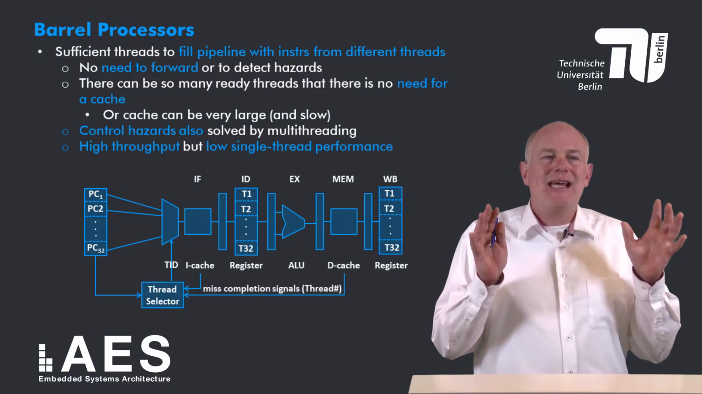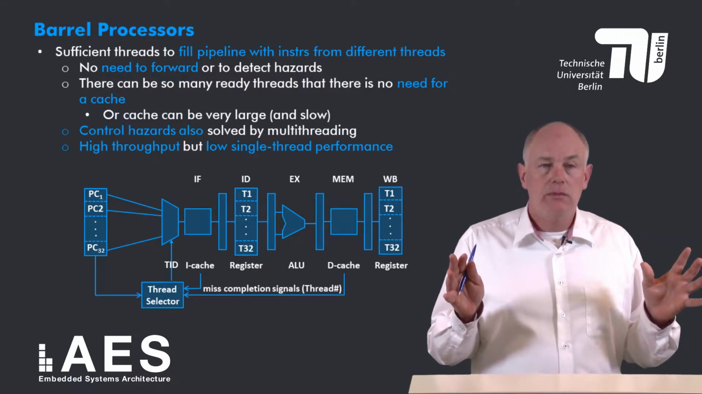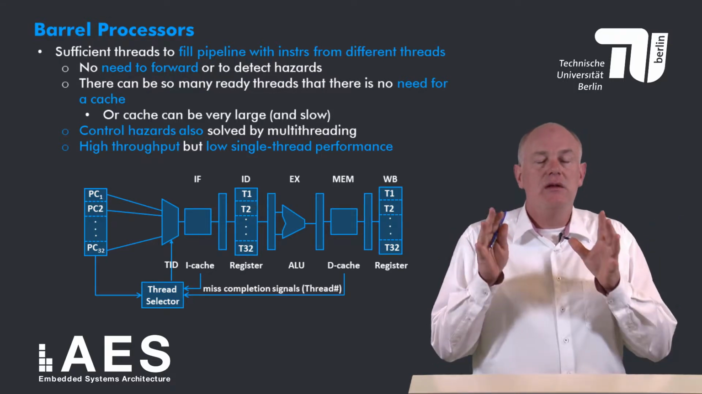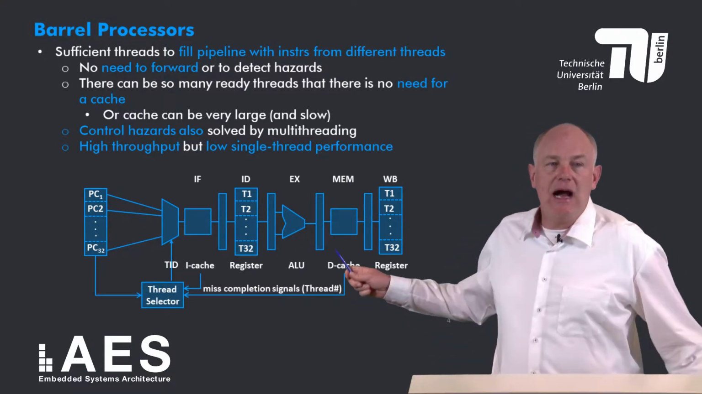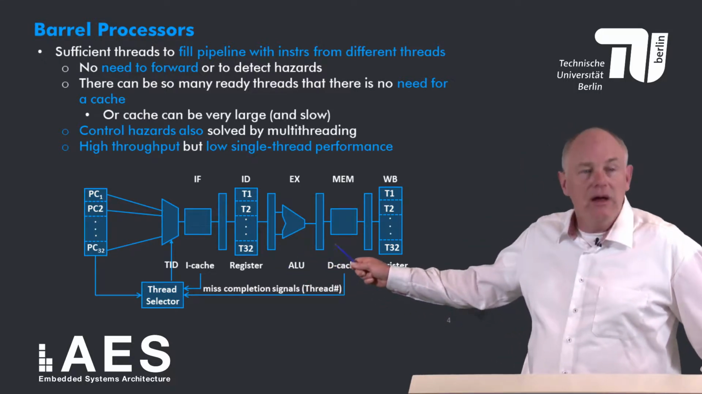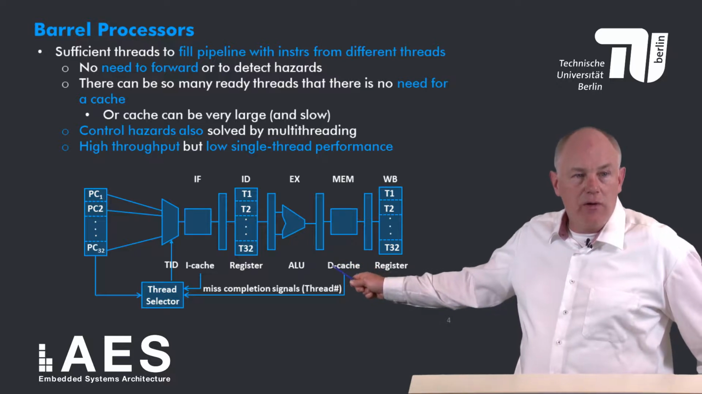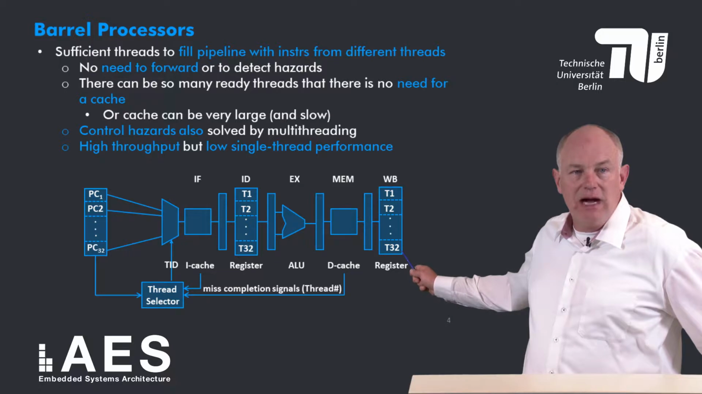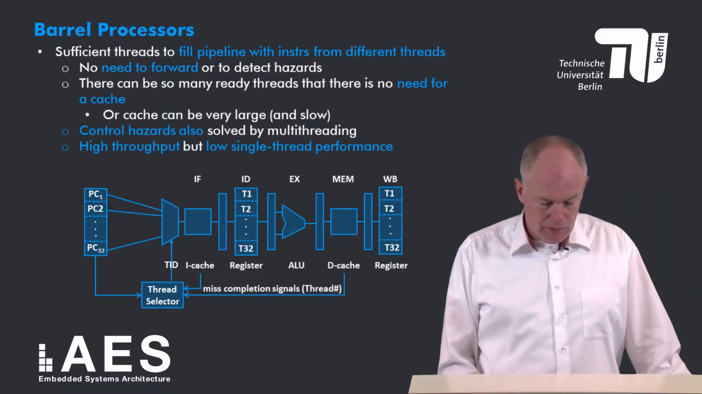Barrel processors can potentially achieve very high throughput, number of instructions per cycle, but the single thread performance is really low. Here I illustrate a barrel processor where we have 32 PCs, where the number of register files is also 32, and of course in the write back stage we also access 32 register files.